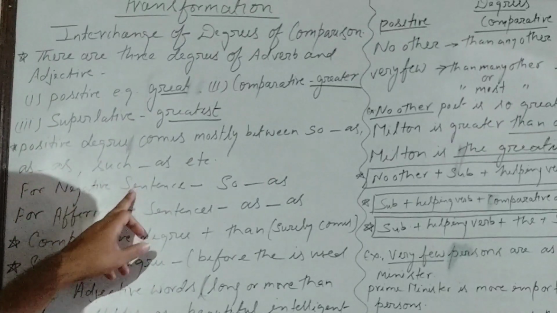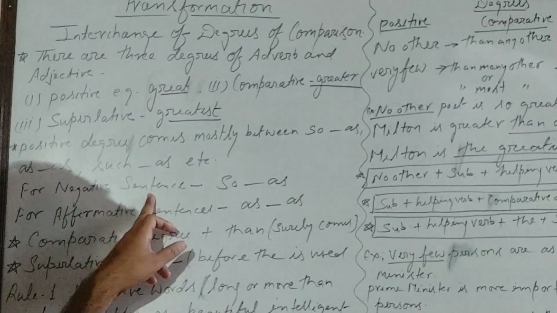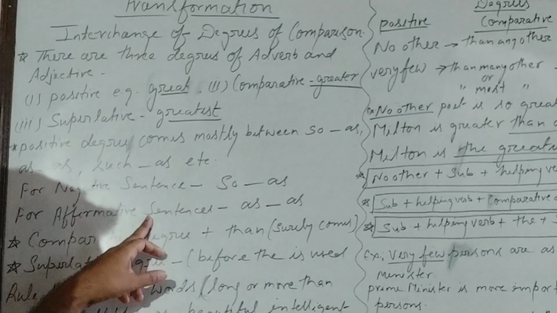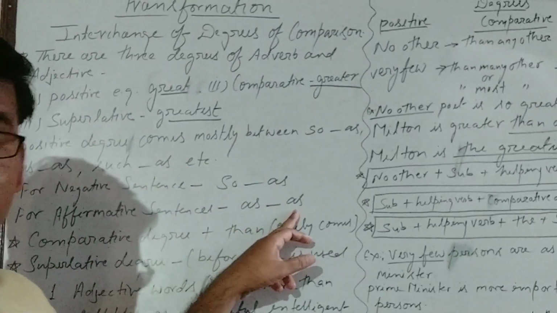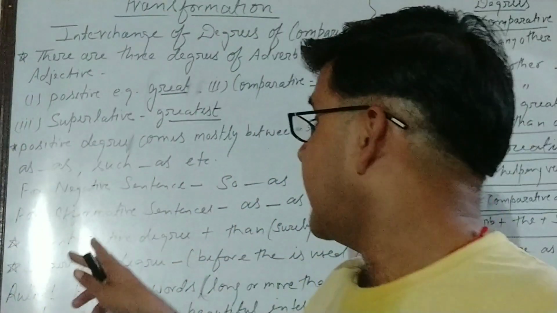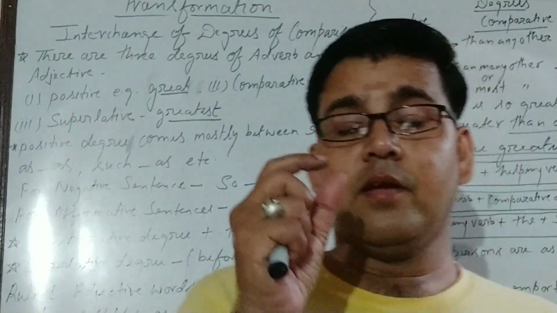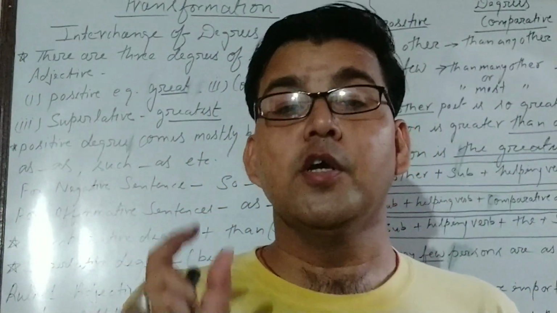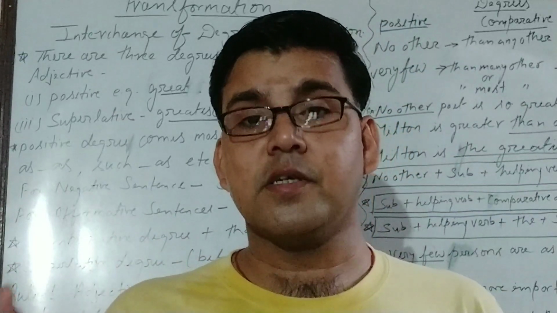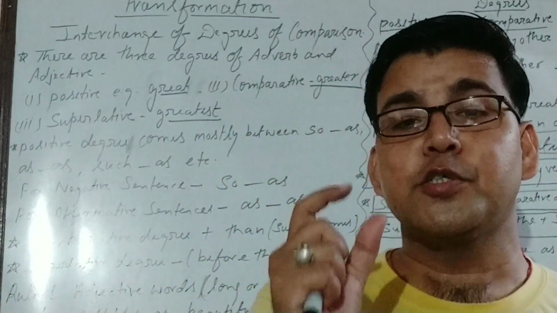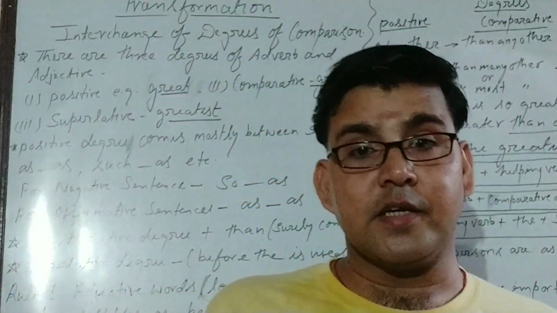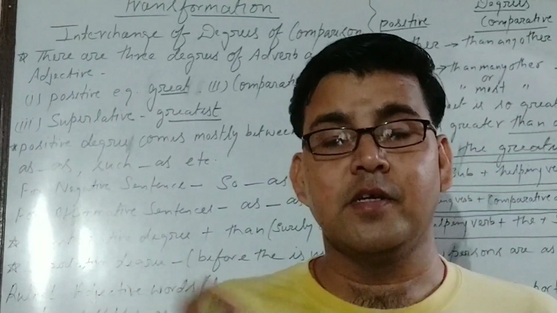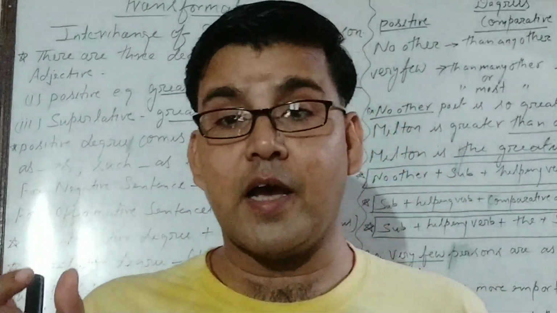Next, a very important point we have to focus on: for a negative sentence, normally we use so as, and for an affirmative sentence we use as. Suppose I give you one example. For a negative sentence, if I say, John is not so tall as his father. Now you see, this sentence is negative. John is not, that is why we are using so as. John is not so tall as his father.